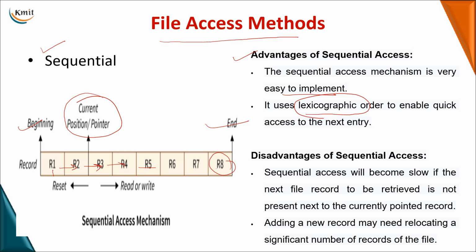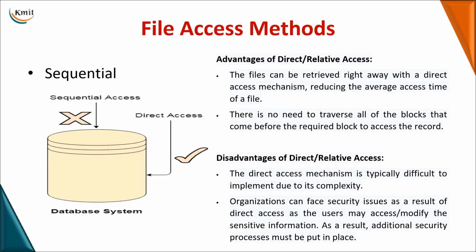Coming to the disadvantage of sequential access, it is a bit slow. The file pointer is here. If you want to access the immediate record, it is okay. But if you want to access a record somewhere at the last, you have to move sequentially, which takes more time. Adding a new record, deleting a record, or relocating a particular record will take some time. If I want to add a record somewhere here, you have to move all these records to the previous positions and then go for adding. So adding or deletion is not impossible, but it will take some time.